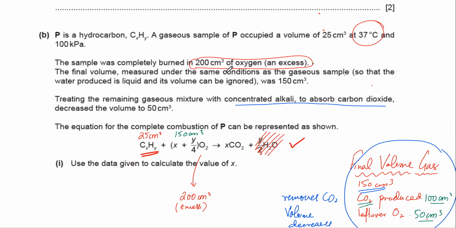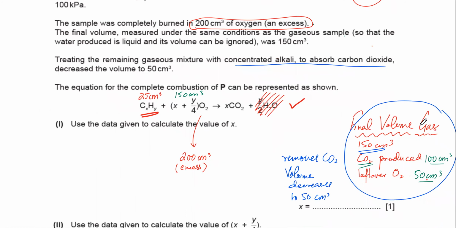And sir, how do we know that CO2 produced was 100 cm cube? Because he told us that the final volume was 150 cm cube. So we figured out that the final volume of gas was 150. What did it contain? It contained the carbon dioxide that's produced. Water won't be there, that's gone. And it's going to contain the leftover oxygen. Is this clear so far?